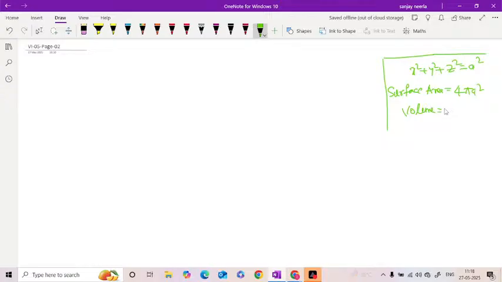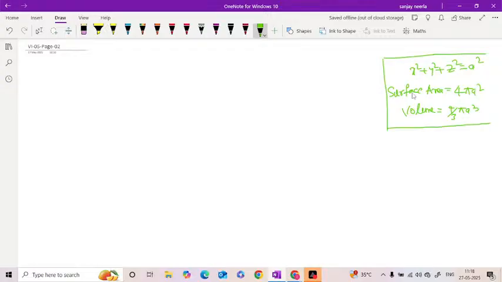Volume of the sphere is 4 by 3 pi a cube. Okay, now we will solve the first problem, surface area. We know the surface area of the sphere is 4 pi a square.